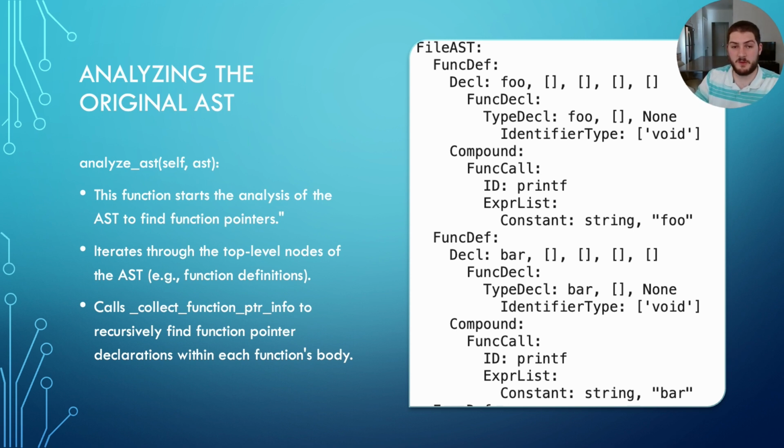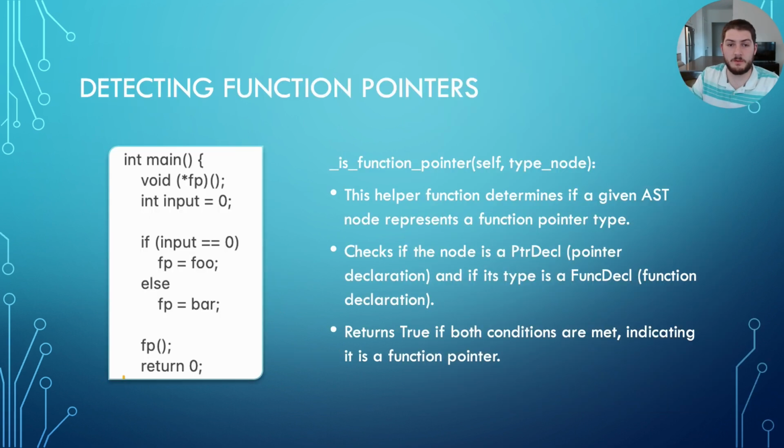The purpose of this method is to recursively explore the function's body to locate any function pointer declarations. The function body is typically represented by a compound node in the AST, which contains a sequence of statements. The ability to accurately identify function pointers within the C code is fundamental to our program's operation.